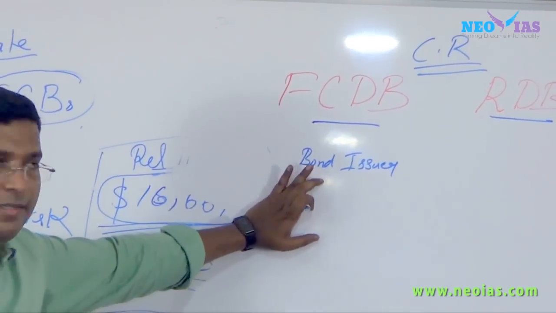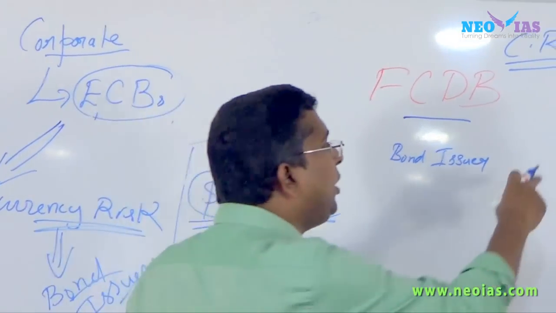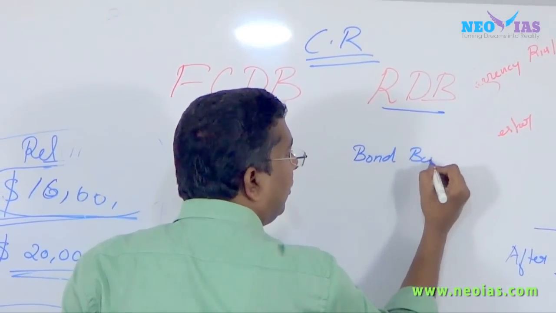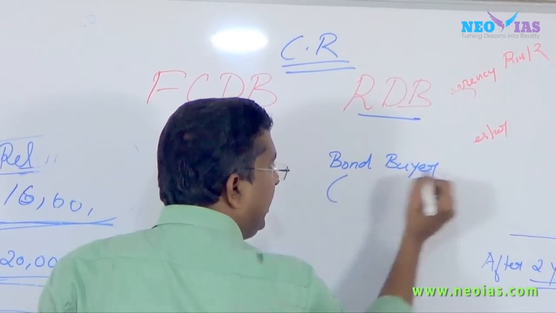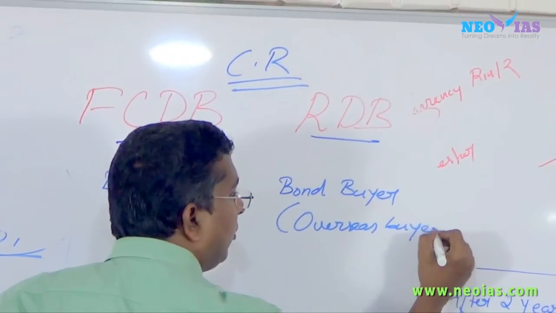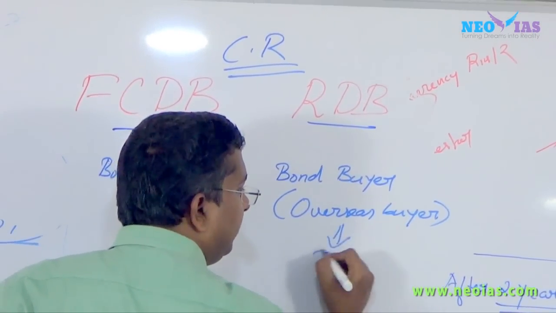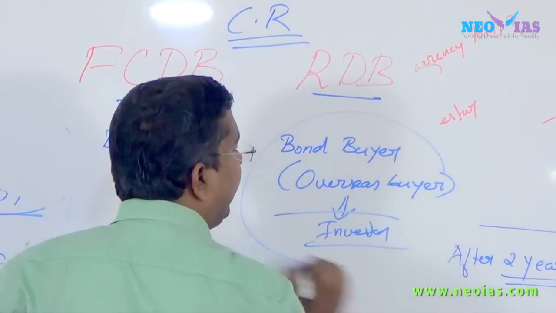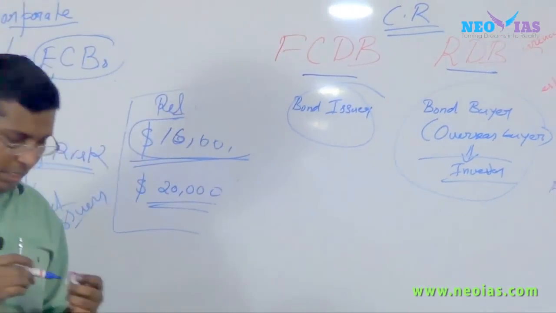Who issues the bond? Currency risk is with the bond issuer. In a rupee denominated bond, it is the bond buyer, or here in this case the overseas buyer or the investor, who has the currency risk. So be very clear with that. I explained the concept.